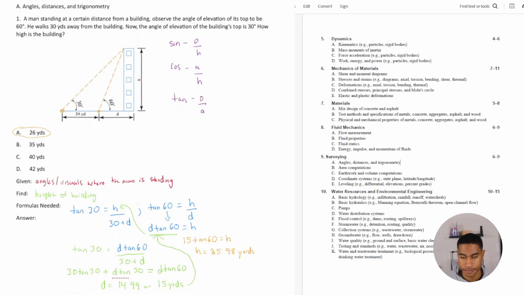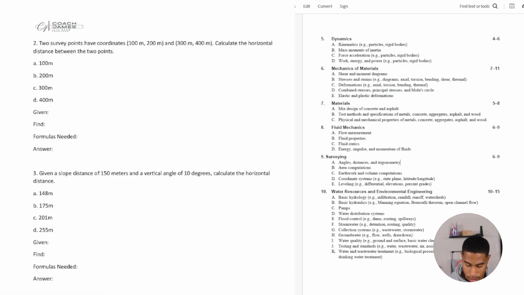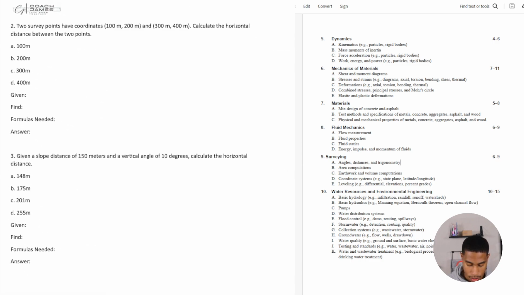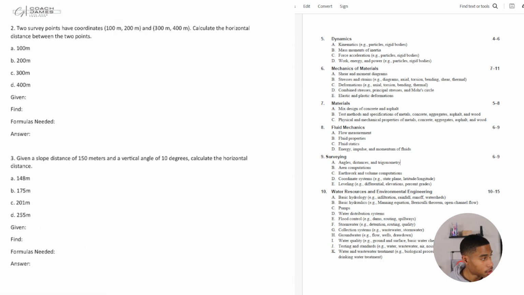All right, so it's got to play with sine, cosine, and create some formulas, substitute your variables. All right, let's look at number 2. This one says 2 survey points have coordinates 100, 200 meters, and 300, 400 meters. Calculate the horizontal distance between the 2 points.